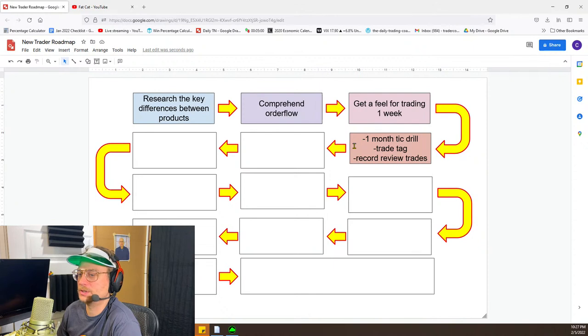Everybody uses charts. Don't use charts, because you need to learn to read order flow, and then your attention gets split. Your attention gets split between the chart and the DOM, and then you're not paying attention to the DOM.